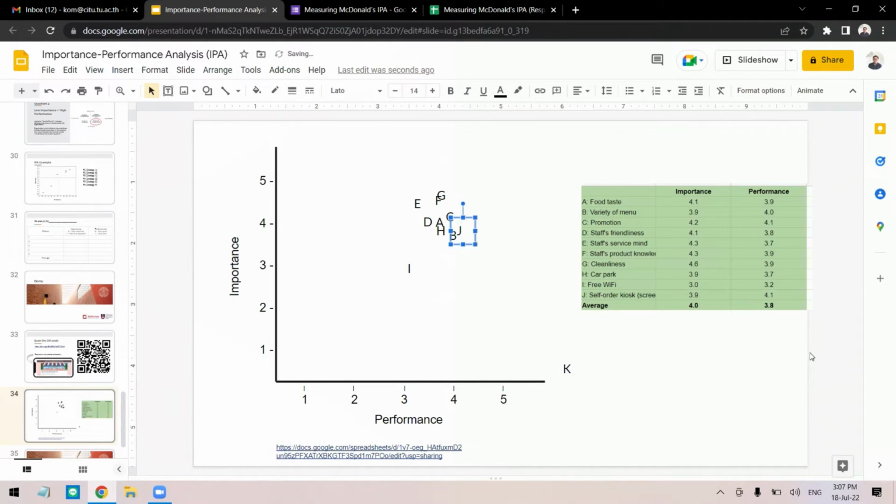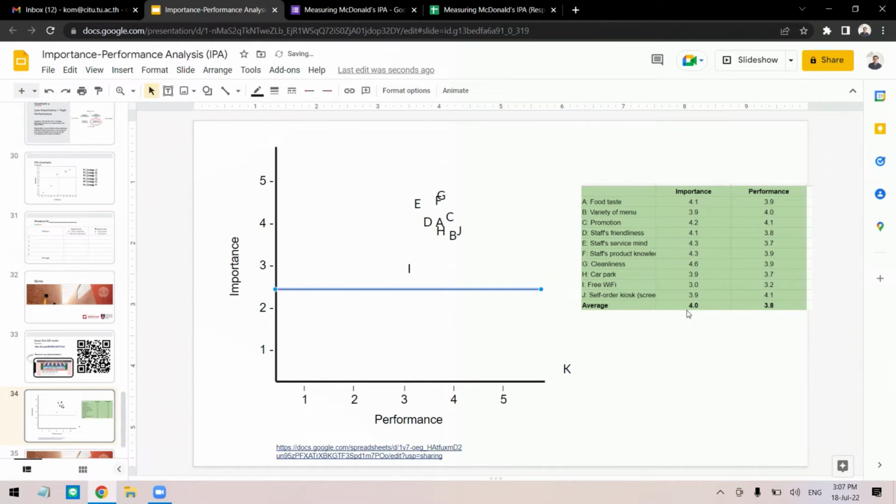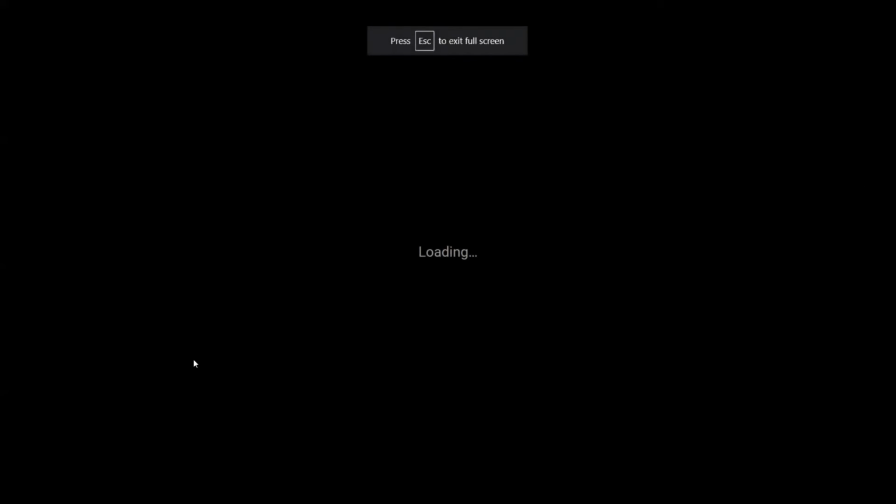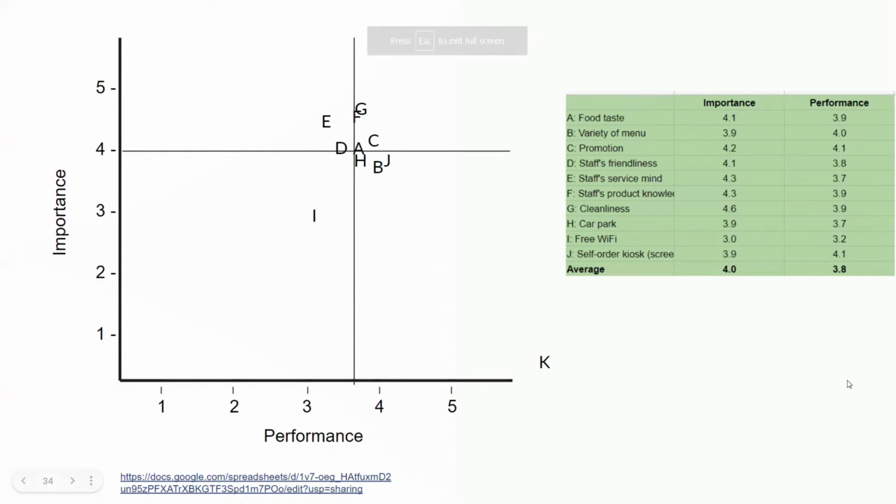Now we're not done yet. We need to draw a line, and we draw it based on the average score. For importance, the average score is about 4.0, so here is the line. For performance, the average score is about 3.8, so somewhere here. Again, it might not be exact because this is a live demo, but you get an idea.